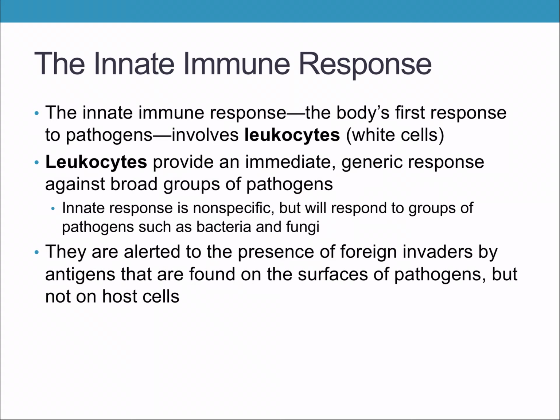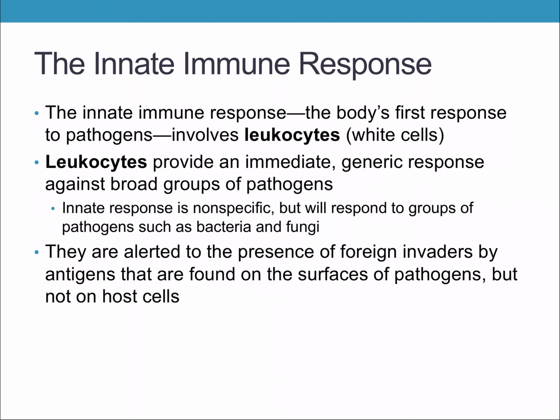So those are all things that are pretty obvious outside the body, innate responses, but there's also an innate immune response inside the body, and your white blood cells, your leukocytes, provide an immediate generic response to a broad range of pathogens. Okay, so the innate response is nonspecific, but it will respond to groups of pathogens such as bacteria and fungi. So most of the time, you're going to be protected first and foremost by your leukocytes, unless something really nasty gets in there.